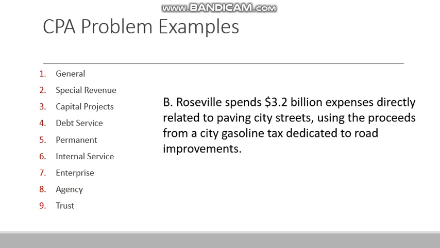The second problem, B: Roseville spends $3.2 billion in expenses directly related to paving city streets using the proceeds from a city gasoline tax dedicated to road improvements. And also, I realize that billion is a lot, so we'll just say 3.2 million. Looking at this, there are a few different words that could tip you off to what the answer is. And the answer is a special revenue fund. Because the proceeds from this tax were dedicated specifically to road improvements, and the expenses are directly related to paving city streets, you can see those keywords that are mentioned there. This would be considered a special revenue fund.